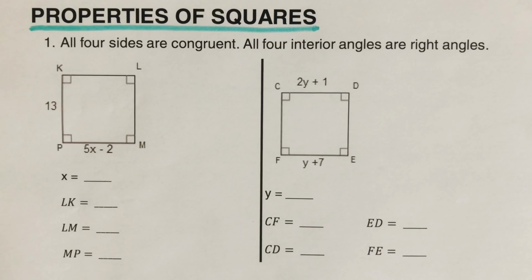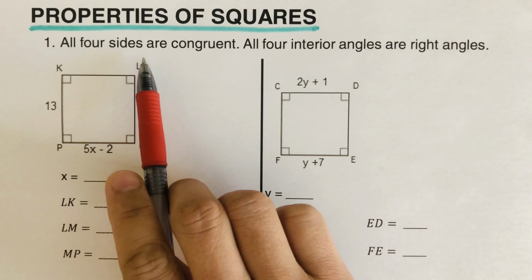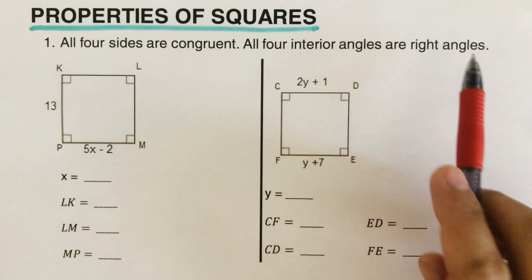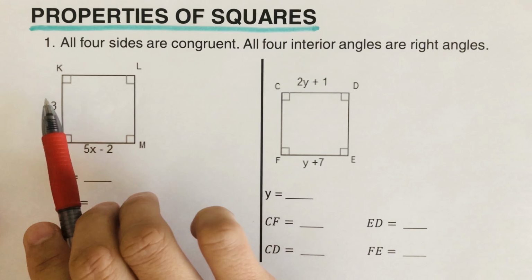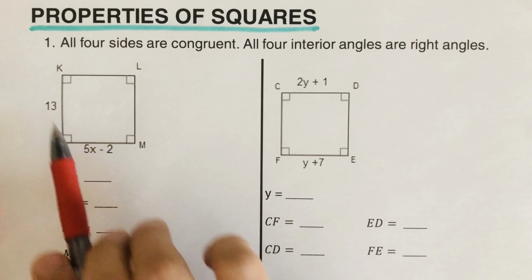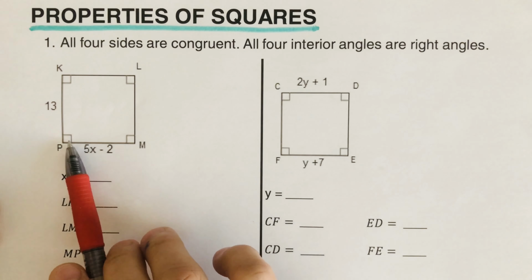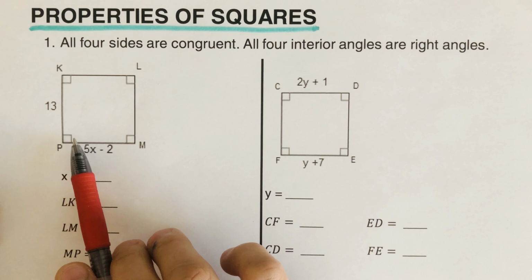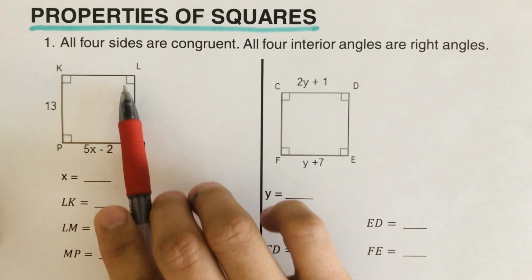So the first property over here: all four sides are congruent and all four interior angles are right angles. So all of these sides would be equal to each other, and then all of the angles inside would be 90. As you can see, there's a small square. It's telling us that it is 90 and it's a right angle.